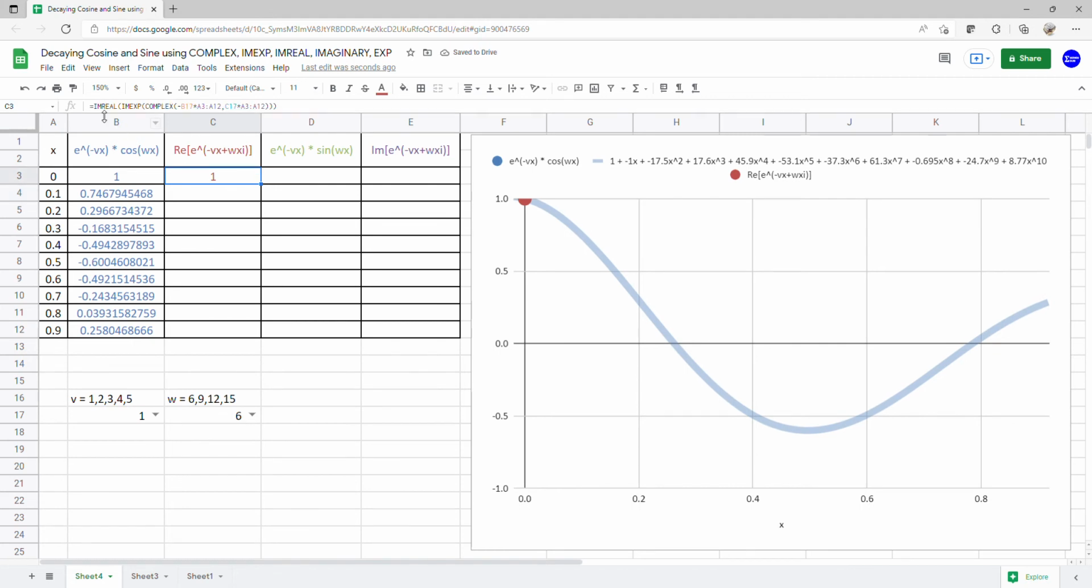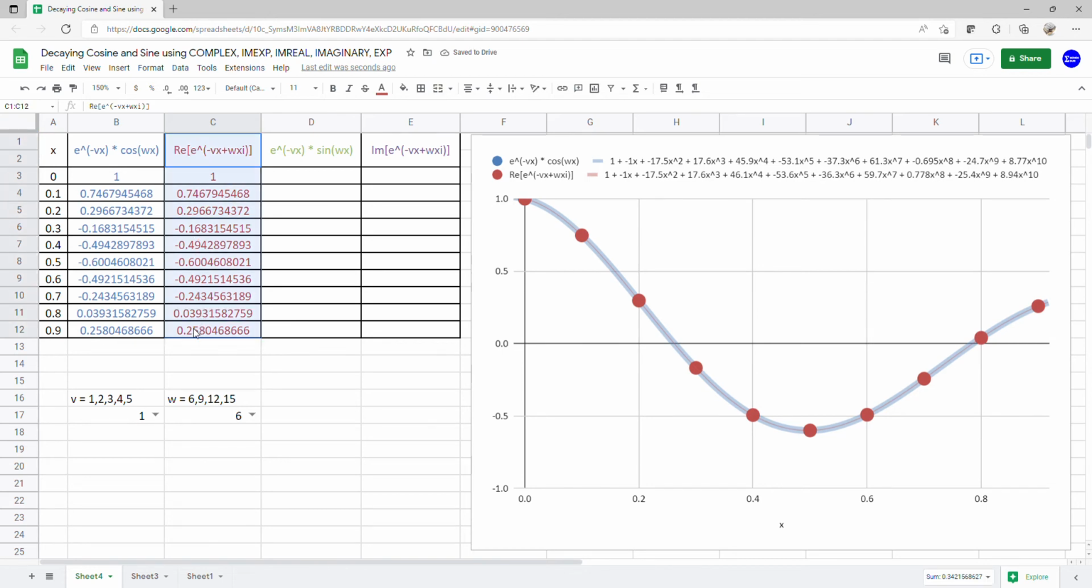And finally, it's an array formula. So array formula, then enter. So the red matches to the blue. So this is the complex form, while this one is the trigonometric form. They're the same. We continue with the sine function.